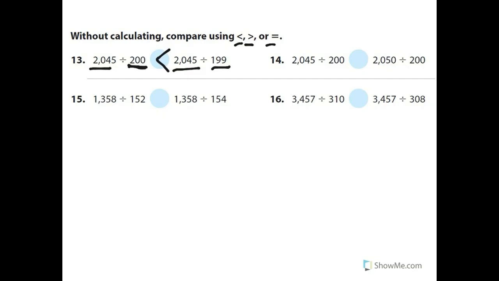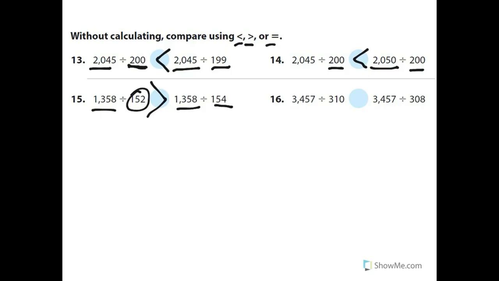Go ahead and look at number 14, see if you can do that. So they're both being divided by the same number. This number is larger, so the parts are going to be larger. All right. Go ahead and look at number 15, see if you can solve that. So, same number, smaller parts. Well, it's going to be larger parts because it's a smaller number. These are going to be smaller parts. So, this one. All right, and then number 16.